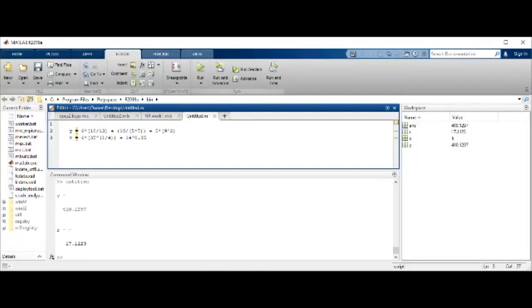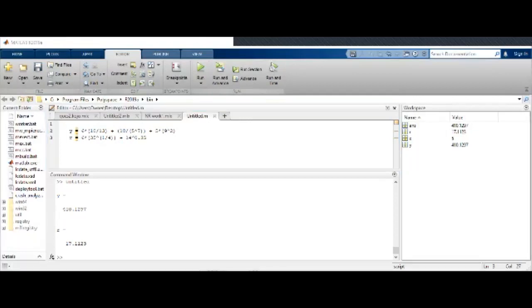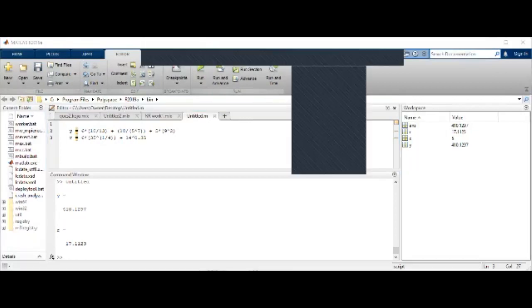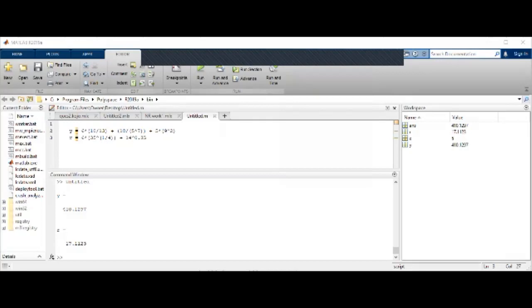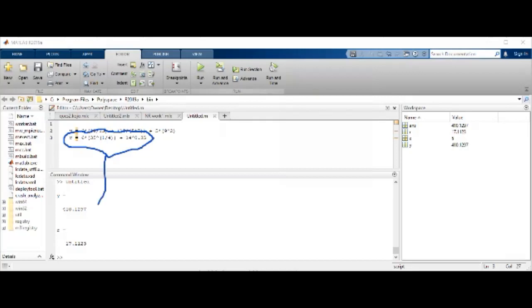So check the answer. It's the same as what was given to us. If you check the answer, let me use the blue. So this is what we have done, and the answer is this one. Can you see it? Yeah. Good. So if we give you this and ask you to enter it in MATLAB, it goes into brackets.